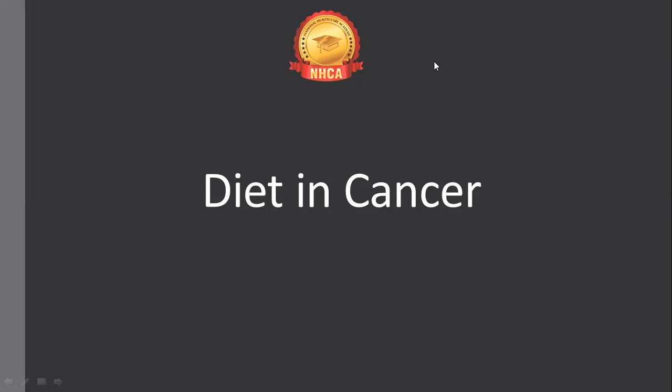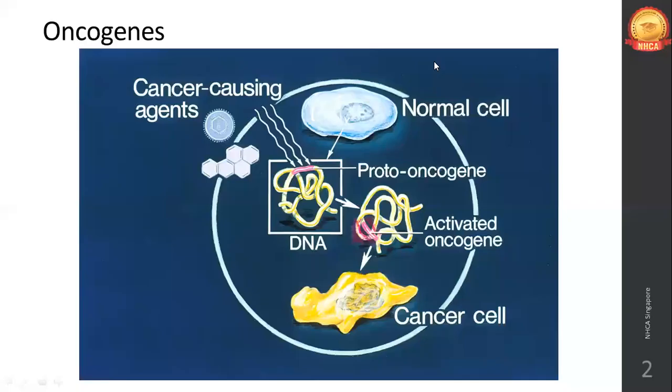So, diet in cancer, oncogenes. The oncogenes are mutation-causing genes, okay, or the genes which were normal, but because of any other environmental mutations, they became cancer-causing genes, okay.